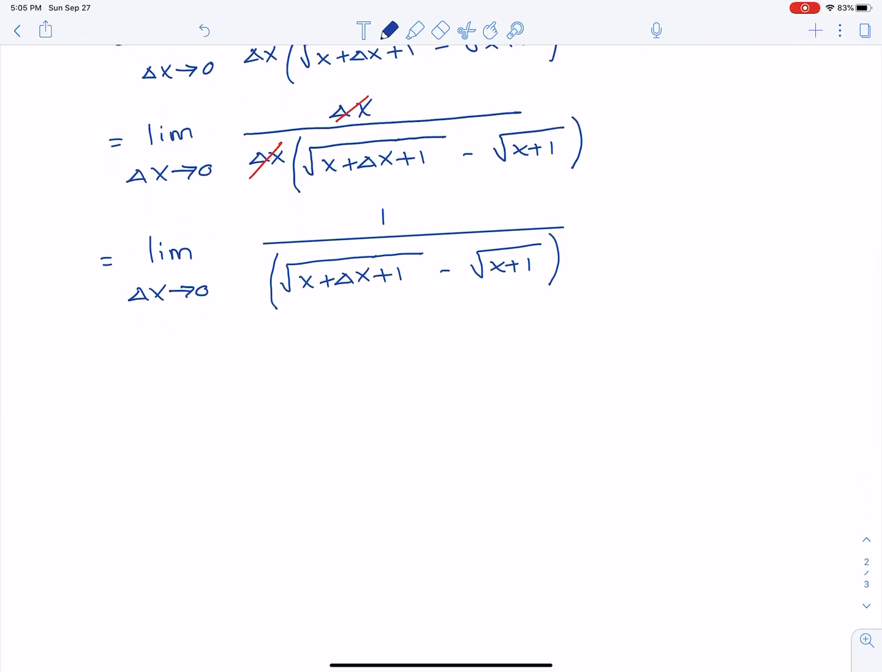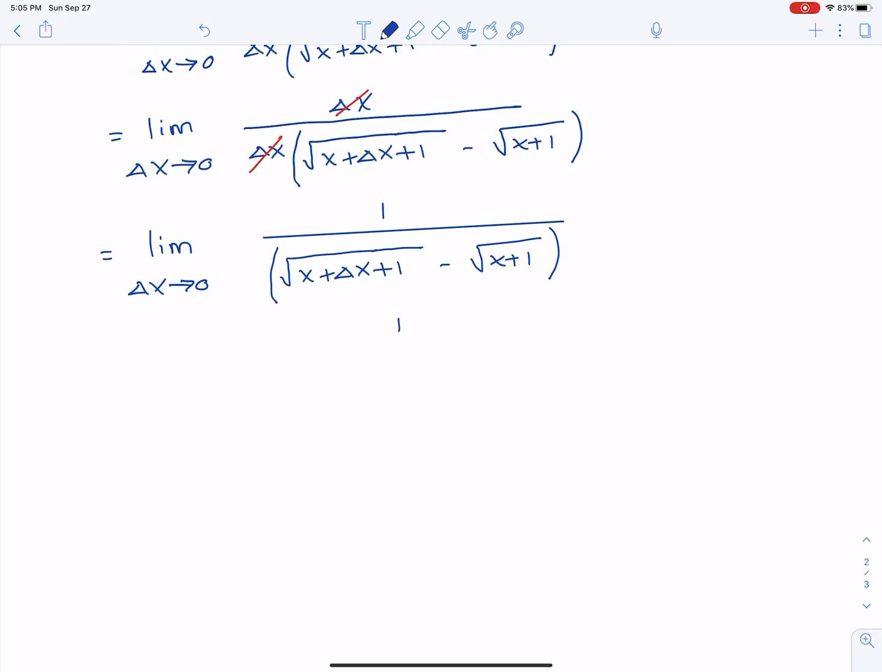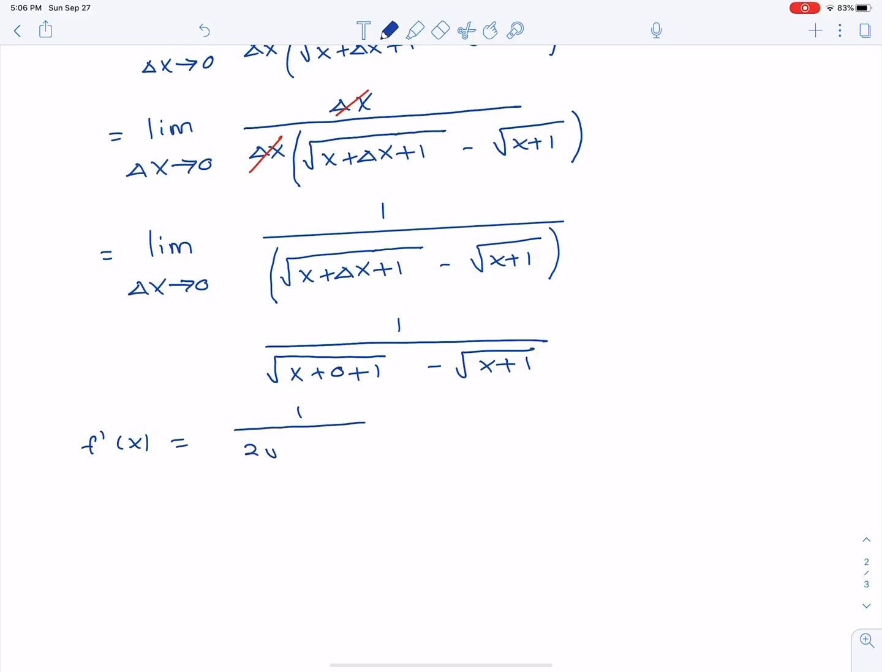Now I'm going to be substituting in 0 for delta x. So I get 1 over, substituting in 0, the square root of x plus 0 plus 1 plus the square root of x plus 1. So in the end, we get f prime, our derivative, equals 1 over, and we have two square root of x plus 1s. So 2 root x plus 1.